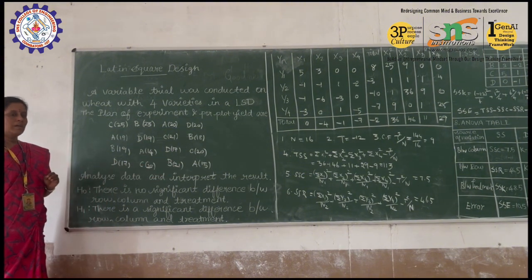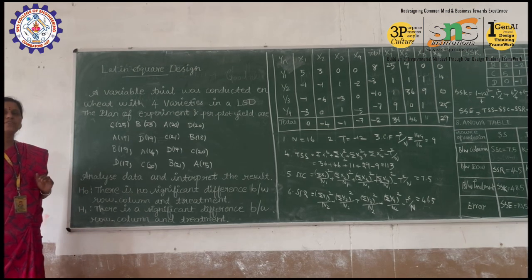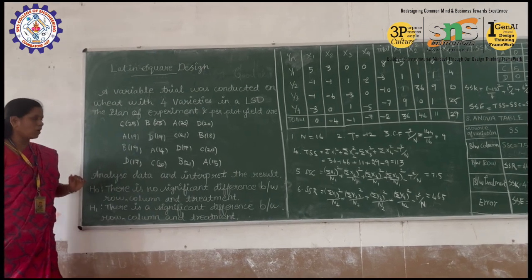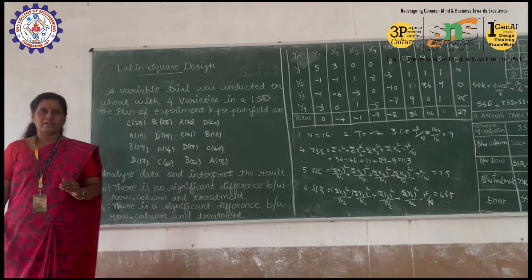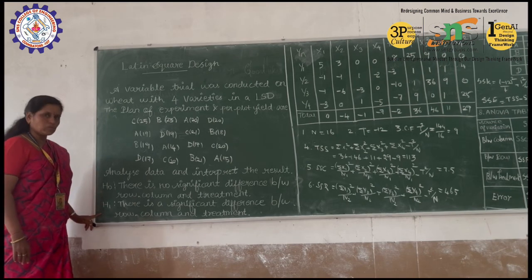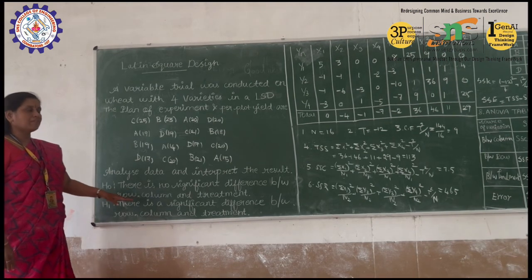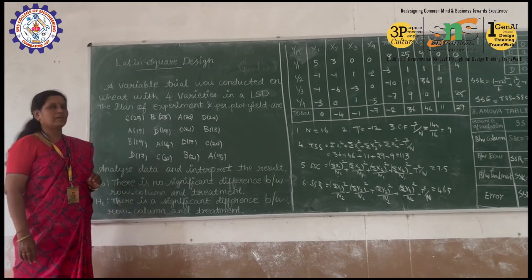Here we first frame the null hypothesis, denoted by H0: there is no significant difference between rows, columns and treatments. After that we frame H1: there is a significant difference between rows, columns and treatments.